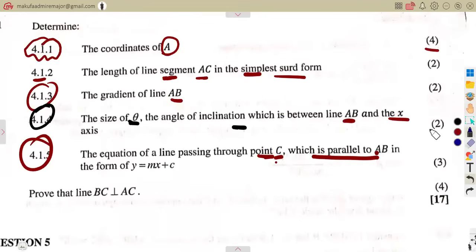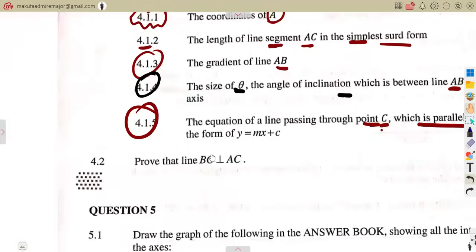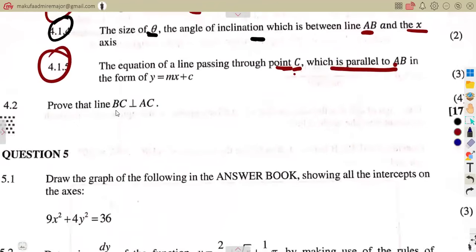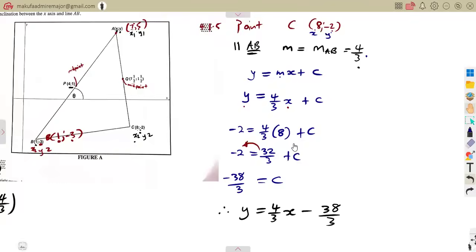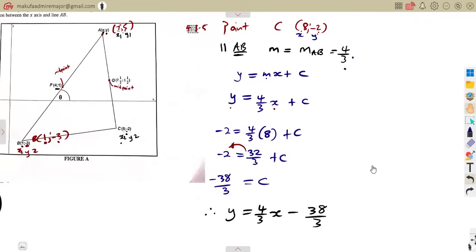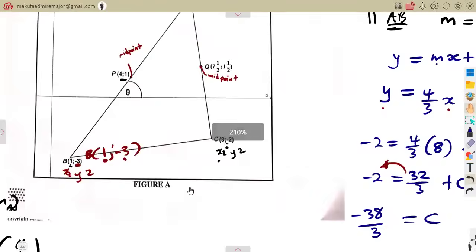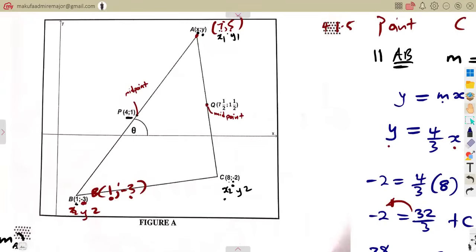So that was it. Then prove that BC, that was 4.2. Prove that BC is perpendicular to AC, 4 marks. So how can we prove that the line BC, this one, and AC, these two lines, are perpendicular? There must be a 90 degrees there.